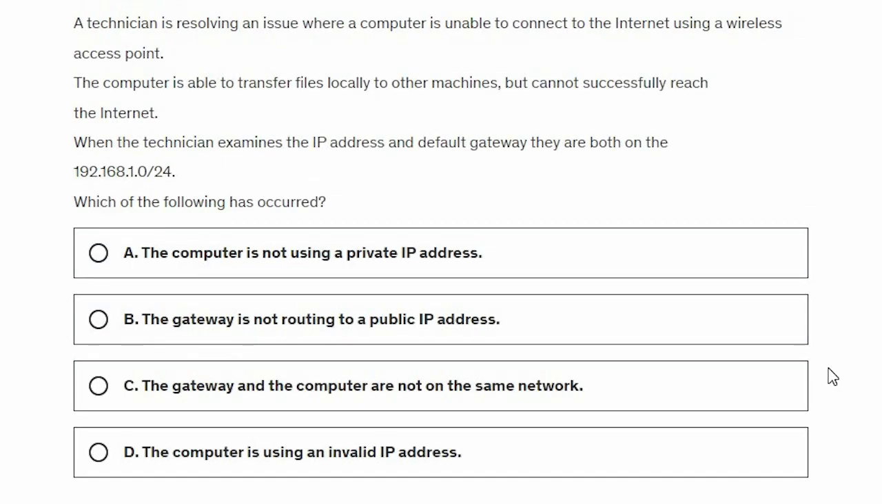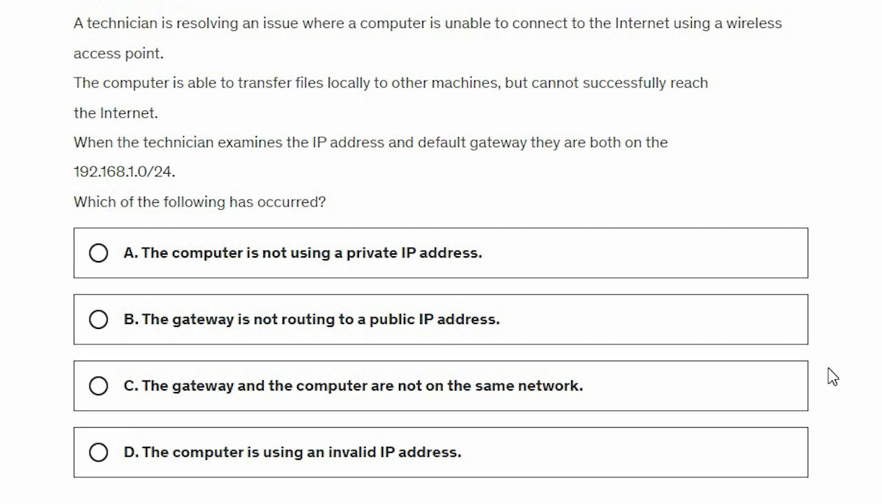Question number 3. A technician is resolving an issue where a computer is unable to connect to the internet using a wireless access point. The computer is able to transfer files locally to other machines, but cannot successfully reach the internet. When the technician examines the IP address and the default gateway, they are both on the 192.168.1.0/24. Which of the following has occurred?